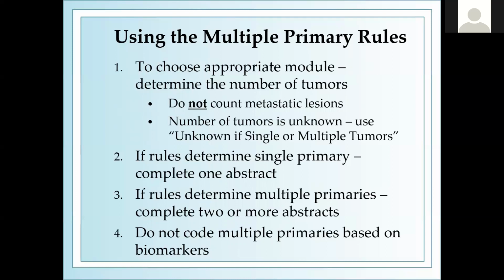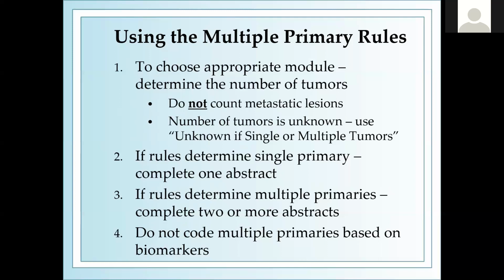If you do not know the number of tumors a patient had or has, then use the unknown if single or multiple tumors. Hopefully you won't have to use this module, but if you have to, then go ahead and use it. If you determine after reading the multiple primary rules that the patient has a single primary, then you complete one abstract. If you determine that the patient has multiple primaries, then you complete 2 or more abstracts.